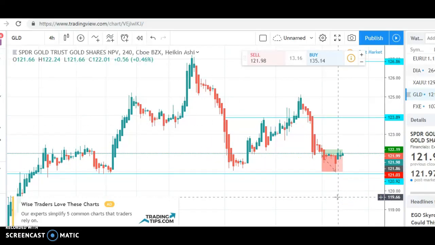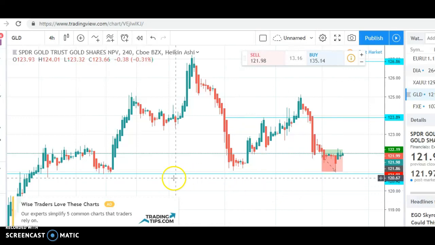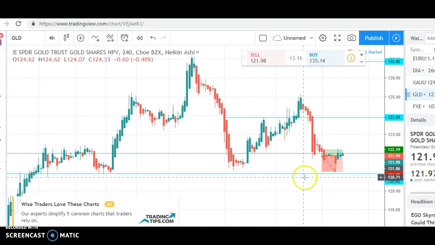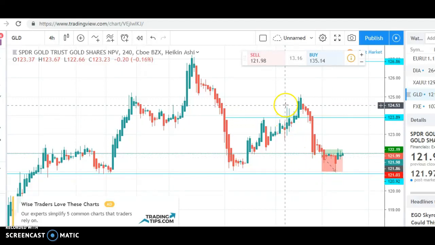Now look at this. This is the 4-hour time frame. From this point here, the line I've drawn so far, we're expecting gold to buy for the week. It says hit this line.